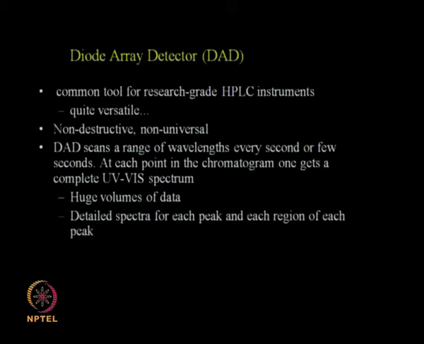Okay, next one is the diode array detector. It is also a very common tool used in HPLC, and it is quite versatile, and we can measure at several wavelengths because the diode array detector scans a complete range of wavelengths every second. So the amount of data you collect is large, and this is very ideal for R&D type of purposes. Initially I will not know what the lambda max of the compound which I am going to separate out is. So in that case I use a diode array detector.